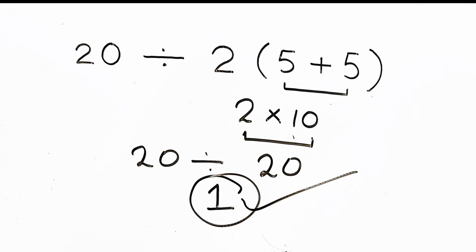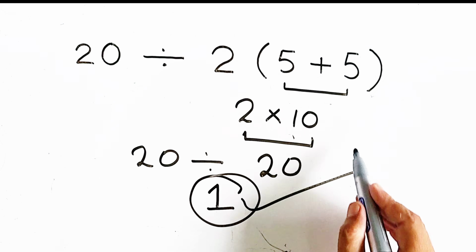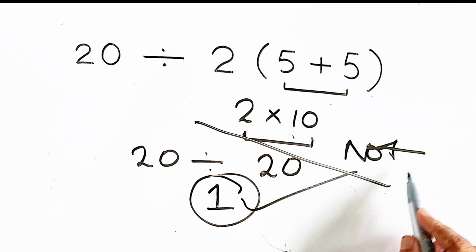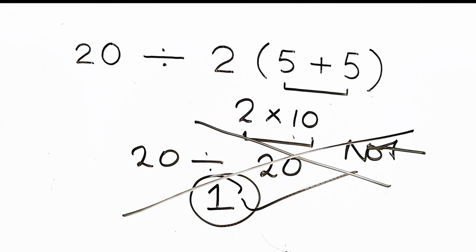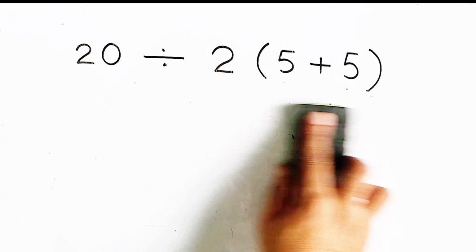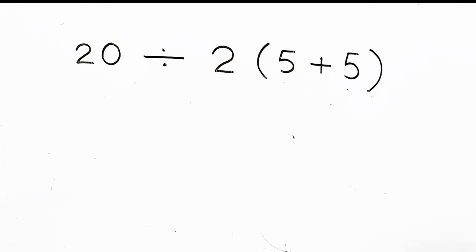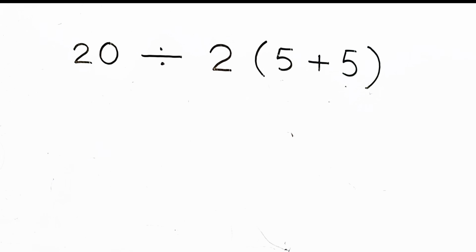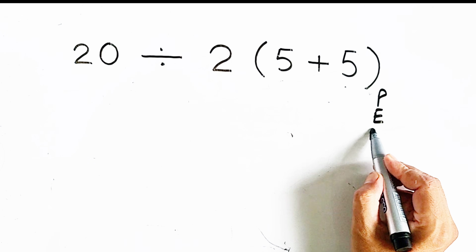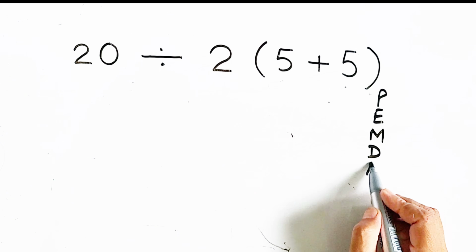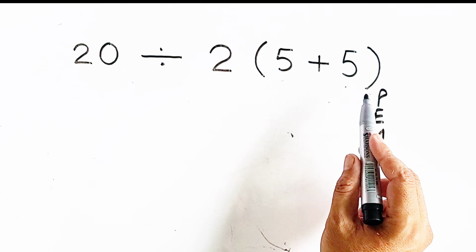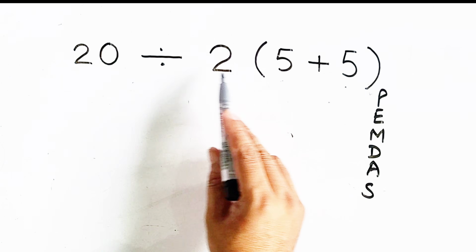But remember that this one answer is not correct. Why is it not correct? Because we have not followed any order of operation. So first of all we have to follow order of operation, then we will be able to get it correctly. PEMDAS is the order: parenthesis, exponent, multiplication, division, addition and subtraction. It is the basic rule to handle such types of questions which involve different functions.